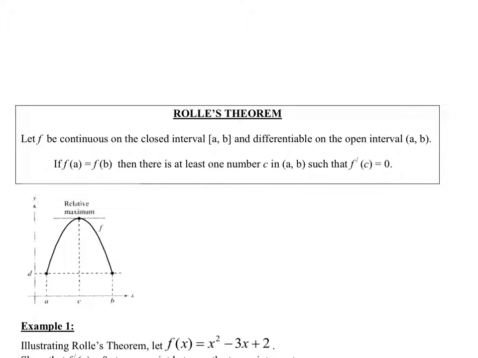Wait, I'm sorry, this question goes way back. So those are the first conditions, but then look at this. It says if f of a equals f of b. In other words, these y coordinates have to be the same. Then there's at least one number c in the interval from a to b such that f prime of c equals 0. All right? So we're saying that if you start at a particular value and you end at that same value, then somewhere in the middle there the derivative has to equal 0.